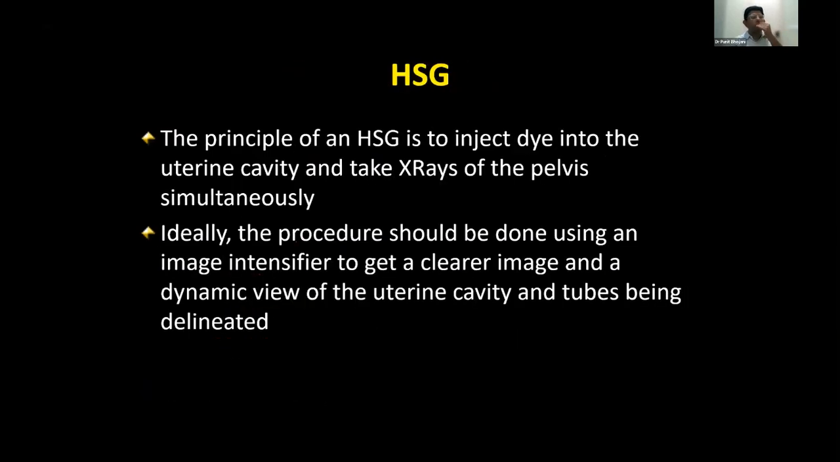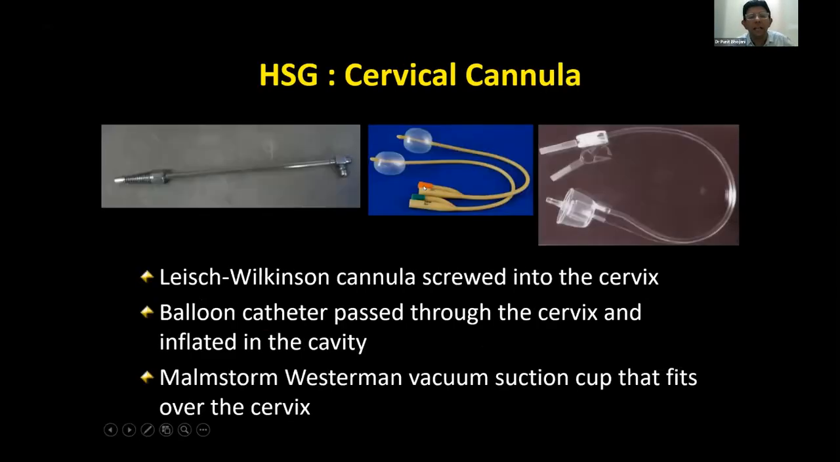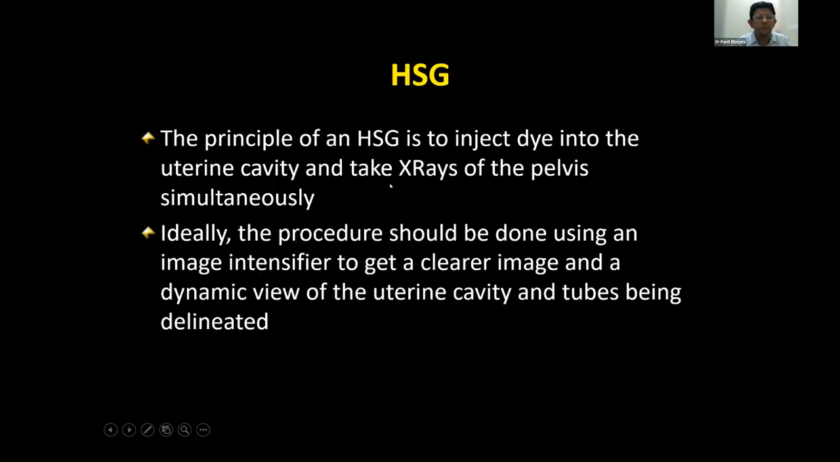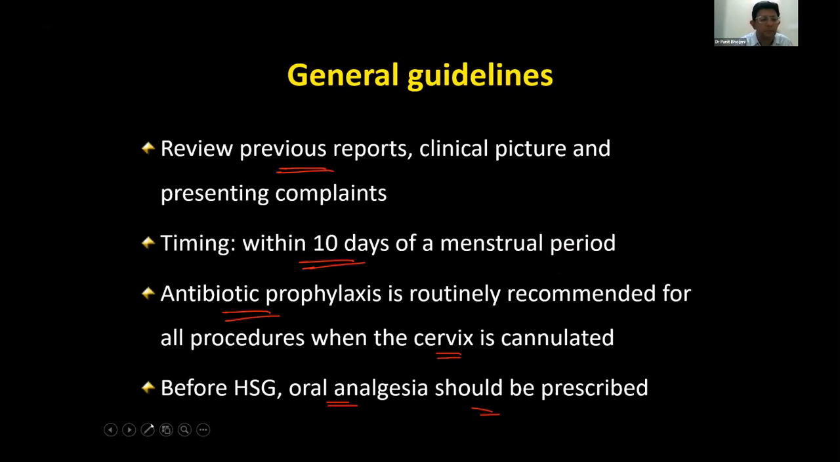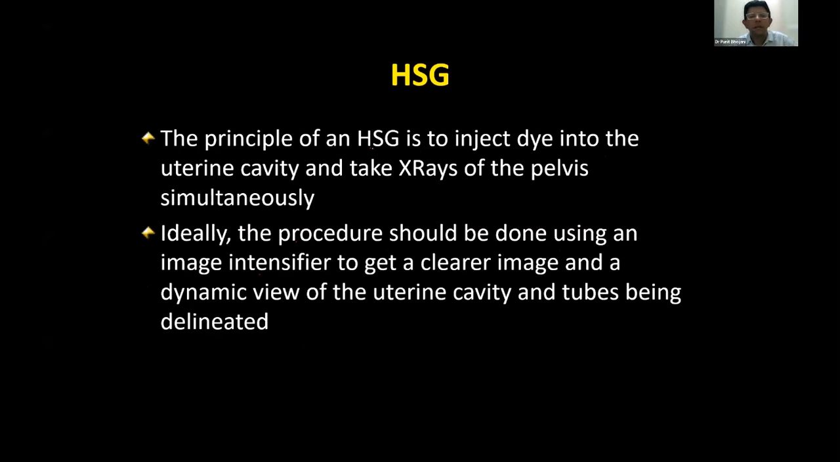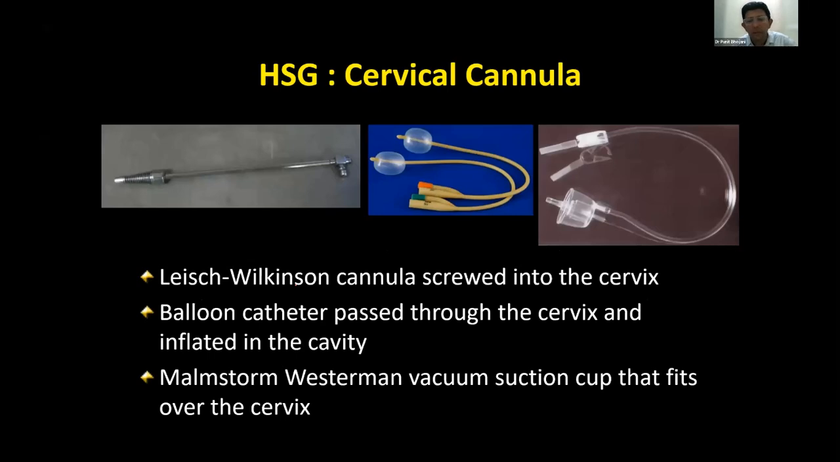So what is the principle of HSG? We inject a dye into the uterine cavity and then take an X-ray of the pelvis simultaneously. Ideally it is done under fluoroscopy guidance, and a dynamic view of the uterine cavity and tubes gets delineated. All of you can see this instrument.